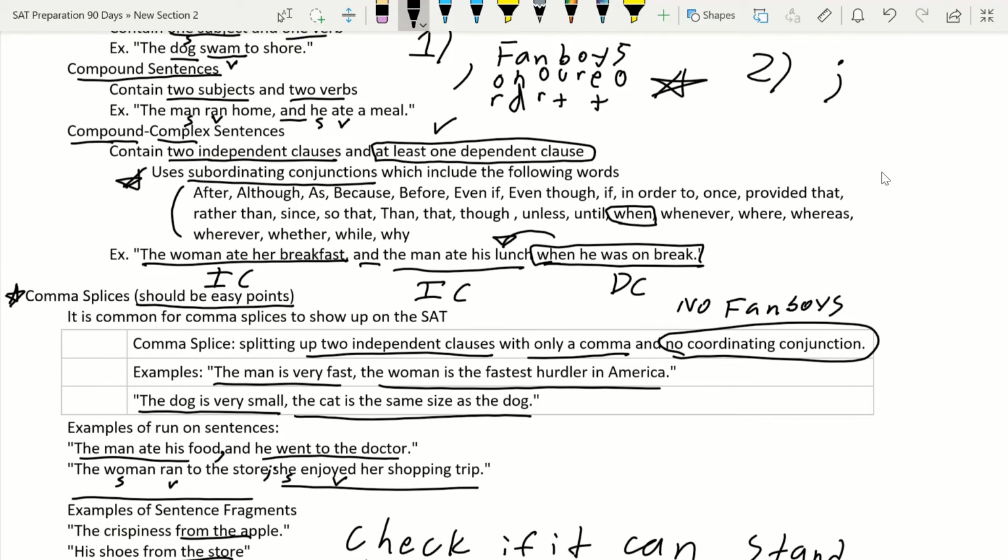So if we're going to write our example of a compound-complex sentence, we have our first independent clause, "the woman ate her breakfast," a comma, and then our "and." So that's our compound part. We're connecting those with a comma and a fanboy. And then another independent clause, "the man ate his lunch," and then a dependent clause, "when he was on break."